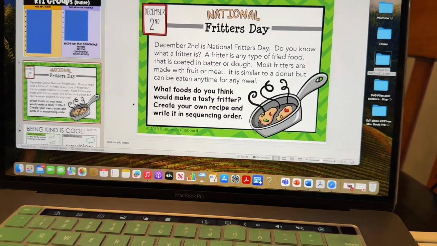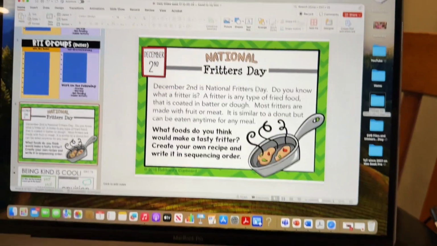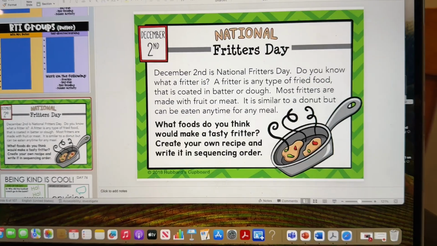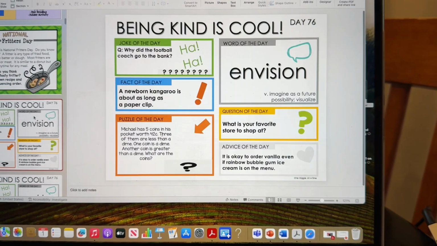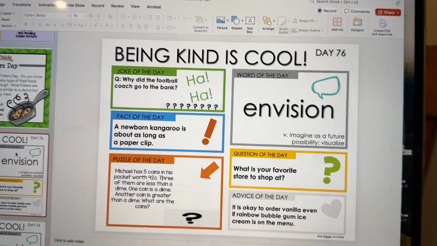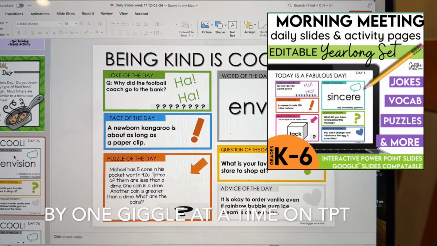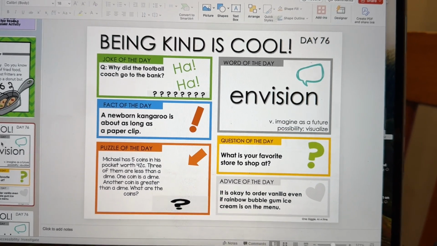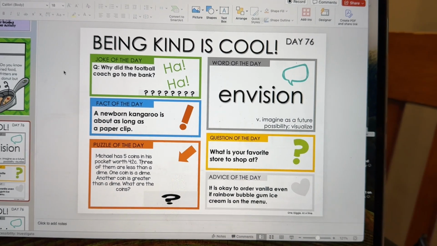And then when they first come in, they can talk to me about it, they can read it, they can get their ideas for what they want to write on their papers. Then the next slide that they see is this slide. This is a product that I bought from One Giggle at a Time. I'll put it here. And this product I love because it has really fast-paced, quick little chunks of information.